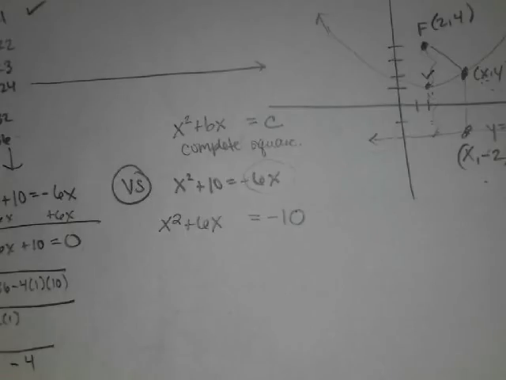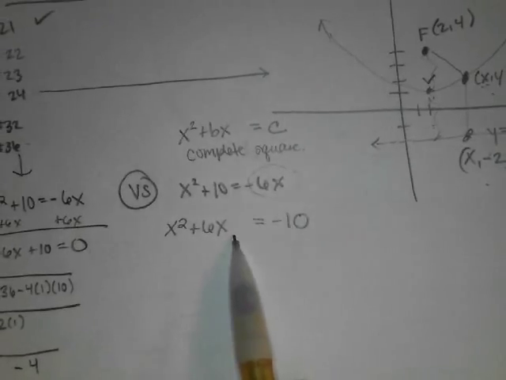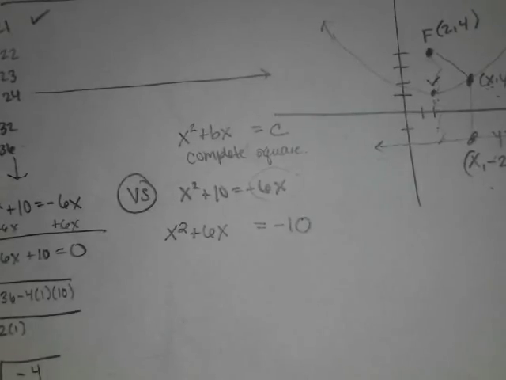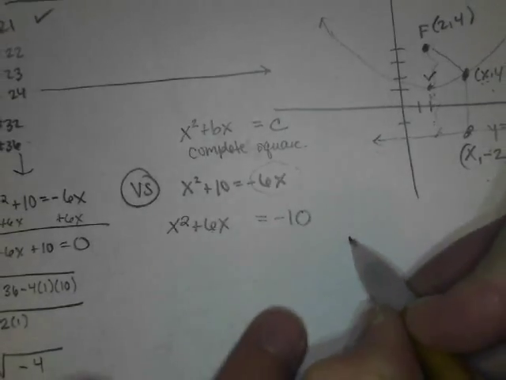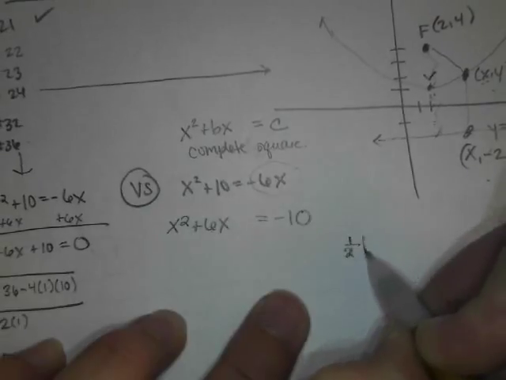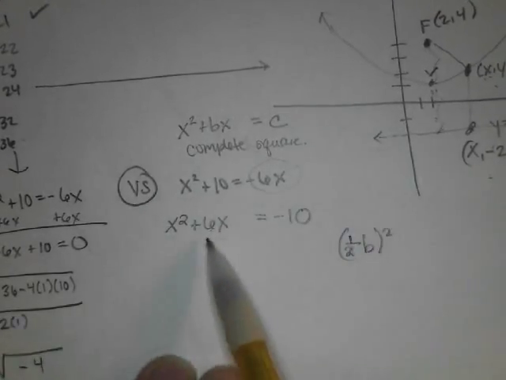Half of b squared. So if you want to write that down, half of b squared. Now b is 6. So half of 6 is 3. And 3 squared is 9. So I add 9 to both sides. What that did for me is allowed this trinomial to be factorable.